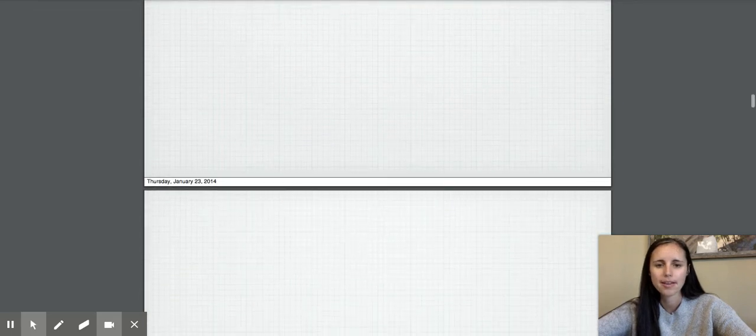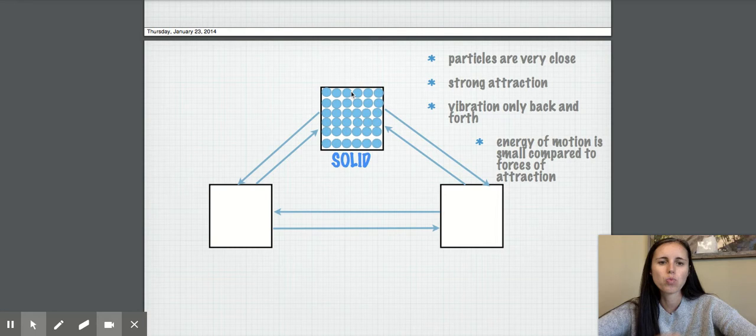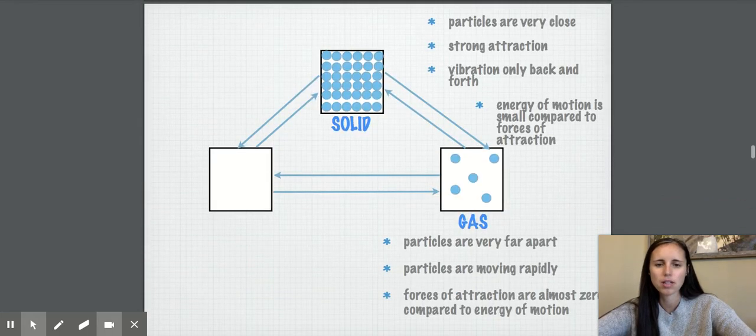or gain this state. So we are going to start with a solid. So we're going to remind ourselves that in a solid, particles are close, they have a strong attraction, and movement is very little. So they're just vibrating back and forth. Now let's take a look at what it takes to go from a solid to a gas. You can actually make that change. It's a big change, but you can make that change.